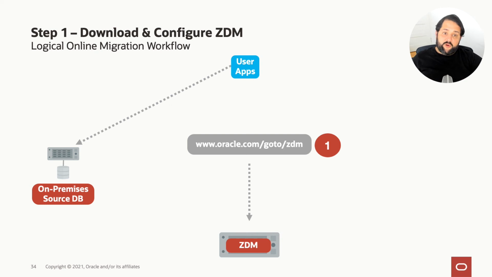www.oracle.com/go/ZDM. You download the binaries in a box. Again, Oracle Linux 7 running on a VM, could be deployed pretty much anywhere. Configure it, you're good to go. Pre-fill a response file. In this case, you're saying methodology, logical online migration, target, Oracle Autonomous Database, target information, source information, backup application, etc. And then you issue the ZDM CLI migrate database command pointing to the specific response file.